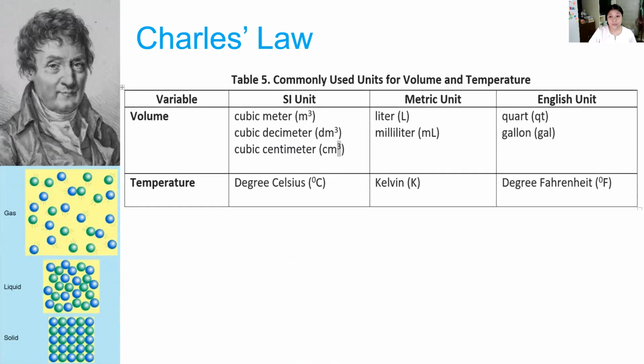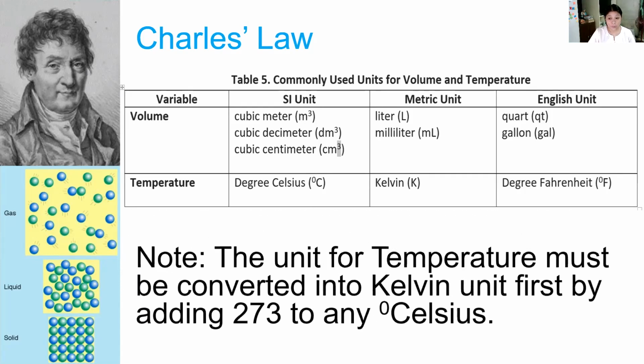The commonly used units for volume and temperature. For volume, we have the SI unit, the cubic meter, the cubic decimeter, the cubic centimeter. For the metric unit, we have the liter and the milliliter. For the English unit, we have the quart and the gallon. For temperature, we have degree Celsius, Kelvin, and degree Fahrenheit. Note, the unit for temperature must be converted into Kelvin first by adding 273 to any degree Celsius.